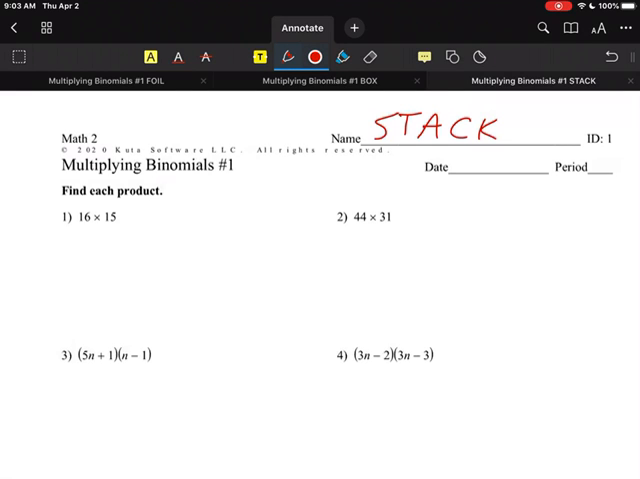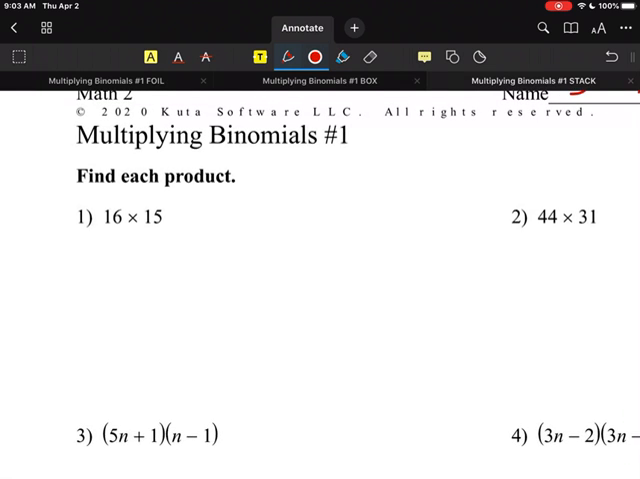All right, this is the stack way to do multiplying binomials. I'm going to use numbers 1 and 2 to help you through it. If you remember old school multiplying, when we stack them on top of each other, you multiply the ones place first, so the 6 times 5 goes here, which is 30. So the 0 comes down and the 3 comes up top.